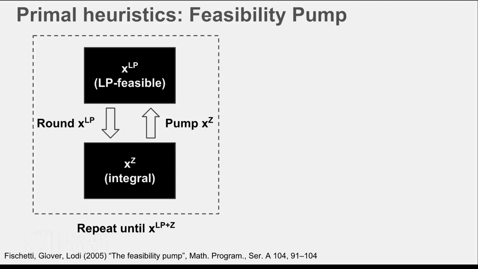Next, there is also a primal heuristic called feasibility pump. Feasibility pump is based on the idea that when you solve the root relaxation, you have the LP feasible point. Now you can round it, so you have an integral point, which is not necessarily LP feasible anymore. Then if you have a procedure to go back to feasibility, you could repeat this loop many, many times in hope that at some point either this will be LP feasible or this will be integer.